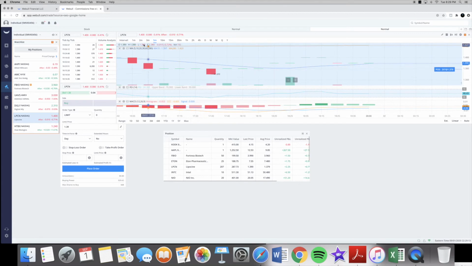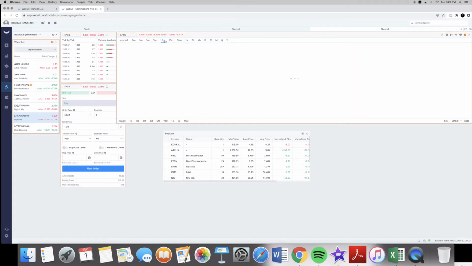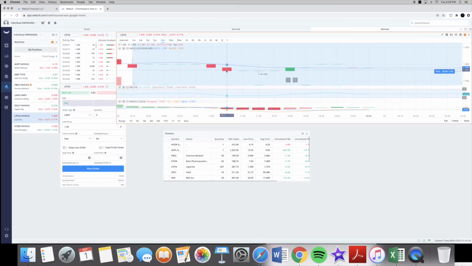All right. So LPCN, this is the candle graph. I explained it in a video before, but I'm going to recap here. Every candle on the graph means 5 minutes, because that's the interval I have. If I go to 10 minutes, every candle means 10 minutes.